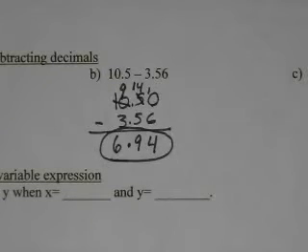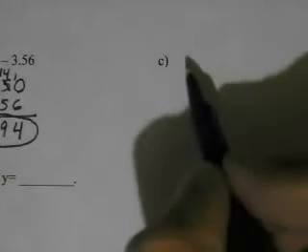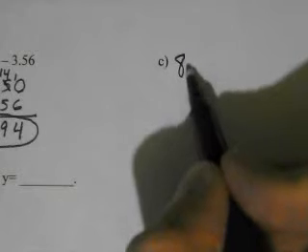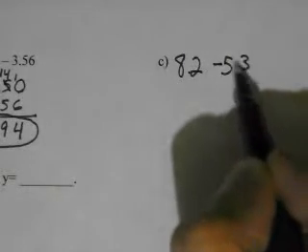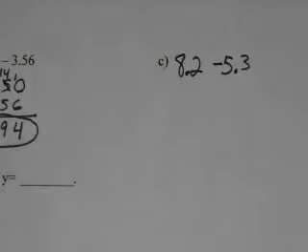Okay, now I've tried 2. Let's give you a chance to try one. Letter C, I want you to try 8.2 minus 5.3. So, go ahead and hit pause. When you're ready to continue, hit play.